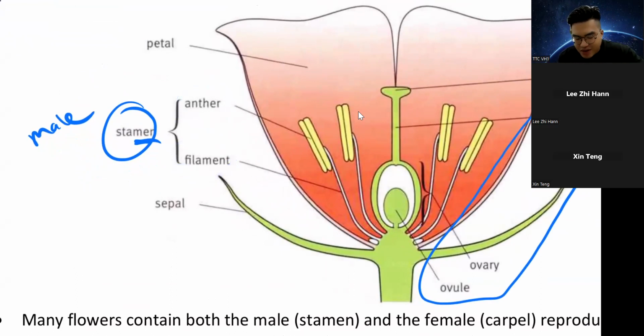Okay, anther and filament. What is the filament? This is not important. Filament is just the support. Okay, what is anther then? Okay, this is the main part. Okay, I highlight here for you.